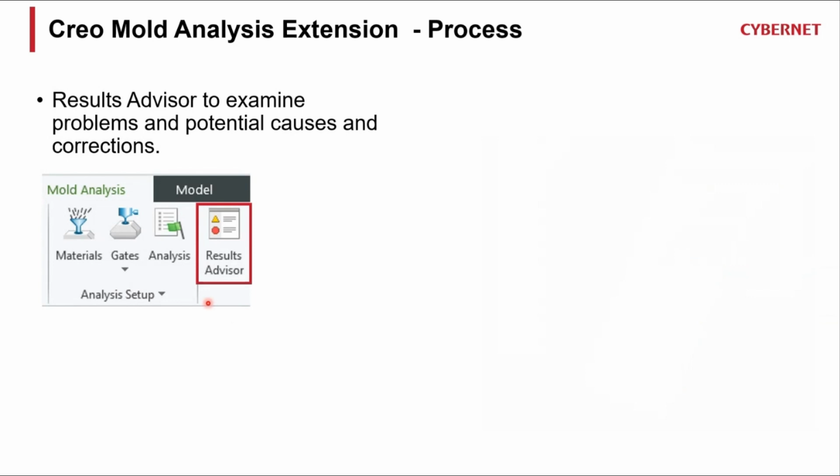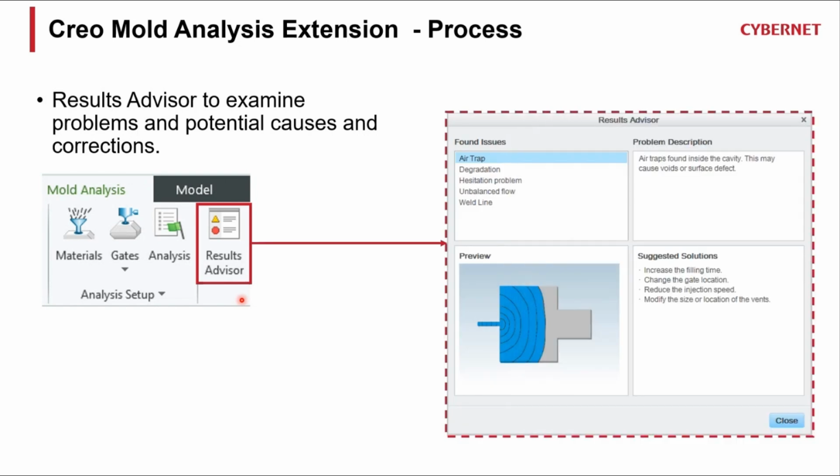And just now I also already introduced the result advisor. The result advisor is a tool that helps you determine the problem or tells you what is the potential problem, and then it will give the solution to help you solve this problem. In this example here, maybe it is the air trap. So it recommends you maybe increase the filling time, or change the gate location, or even reduce the injection speed in order to eliminate the problem.